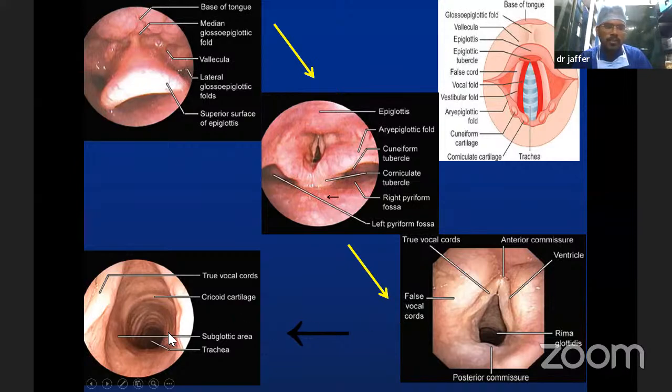And when we pass further along the vocal cord, we enter into the subglottic space, and we can see a complete ring below the vocal cord. So this is the complete ring in the airway, that is one and only cricoid cartilage. So this area from the glottis to cricoid is called as the subglottic area.